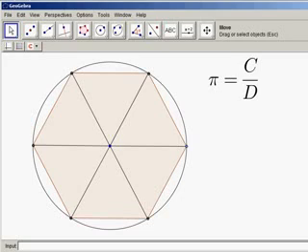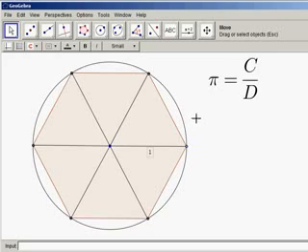So if the radius here is 1, then the side is going to be 1, and so the distance around is 6. The diameter is 2, and if you take the ratio of the circumference, in this case the perimeter, over the diameter, it would be 6 over 2, which would be 3. So that's how we come up with a first approximation.